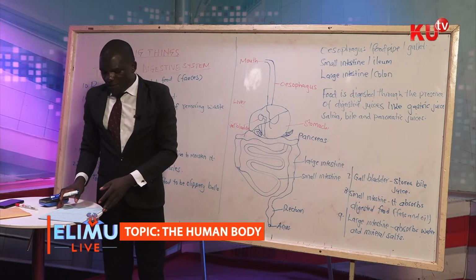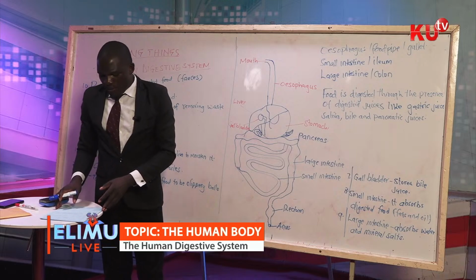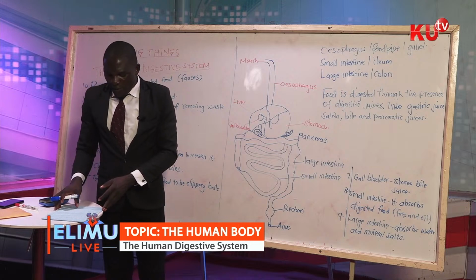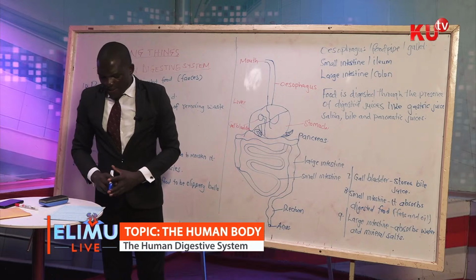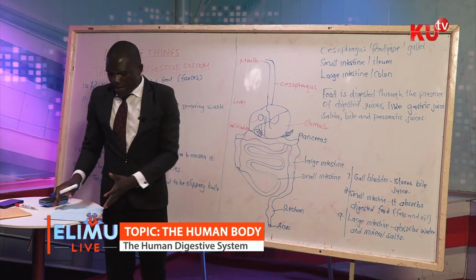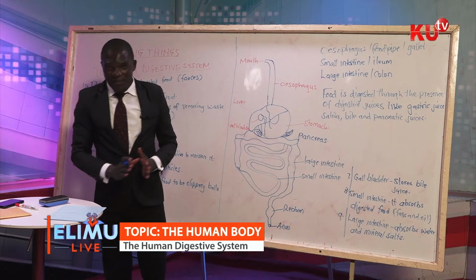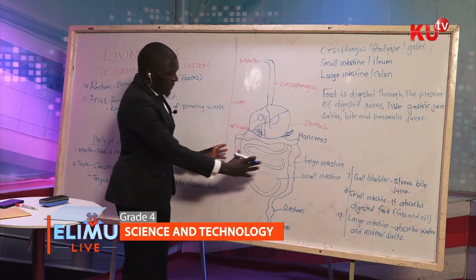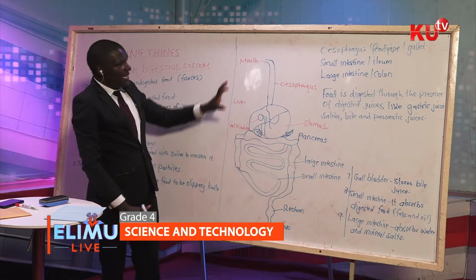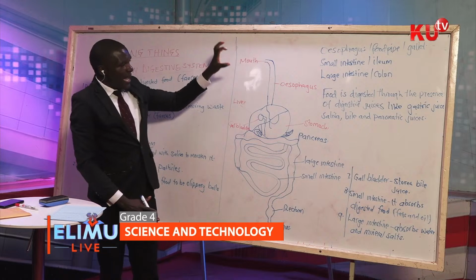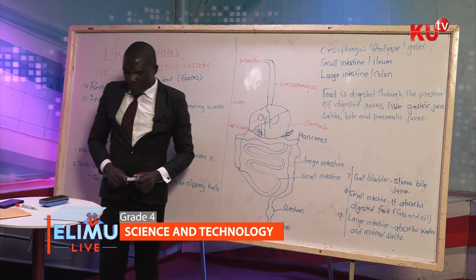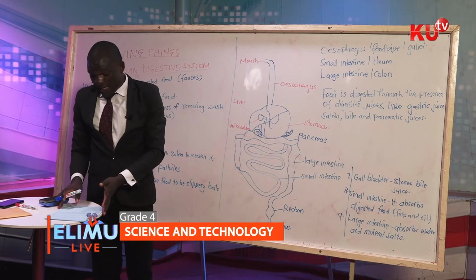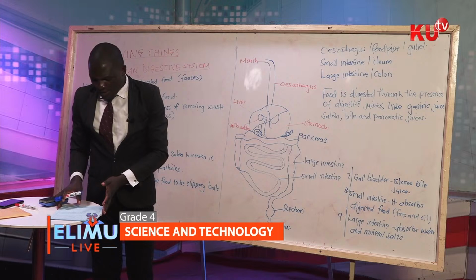We also have activity 1.24 in the same book, KLB Visionary, Science and Technology for grade 4. This one helps the learner to identify parts of the digestive system. It helps the learners to identify such a diagram. It is well drawn in that book. Then the learners can answer those questions. We also have table 1.7 on page 25 in KLB Visionary, Science and Technology for grade 4.